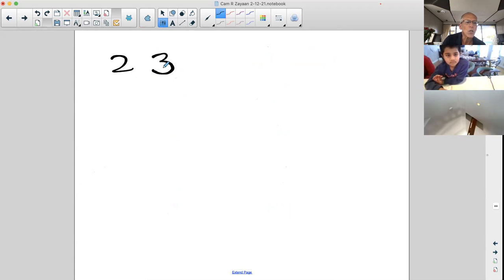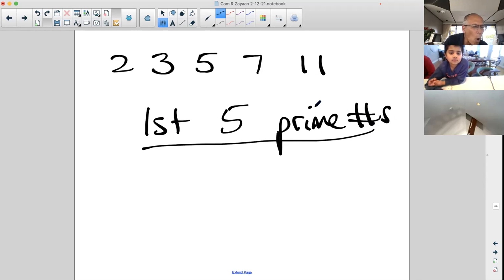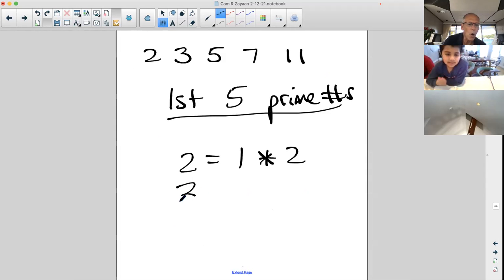So, Zayaan, 2, 3, 5, 7, 11 are the first 5 prime numbers. And prime numbers are considered the building blocks of all other numbers. So for instance, 2 only equals 1 times 2. Yeah, because 2 times 1 is equal to 2, or 2 times 0 is equal to 0. That is true, but if you multiply a number by 1, and that's the only way to do it, it's called a prime number.